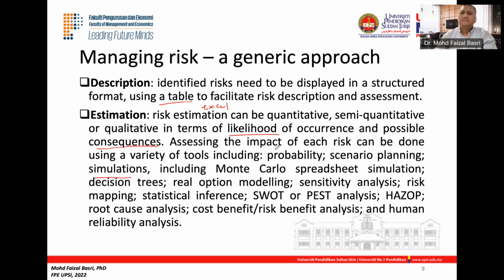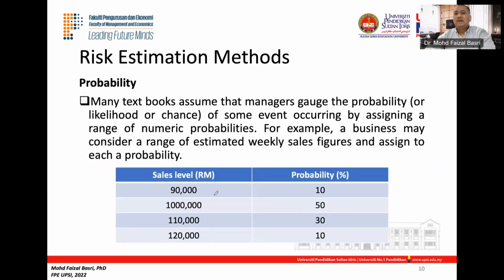There are a lot of technical programs that you can use: Monte Carlo spreadsheet simulation, decision trees, SWOT analysis. I guess you've heard about it. With SWOT analysis, you can list down all the strengths, weaknesses, opportunities and threats, and then you can do something about it and estimate what the implication of the risk will be. Root cause analysis and so on. So there are a lot of estimation tools that can be used, right? I highlighted some of the estimation methods here.